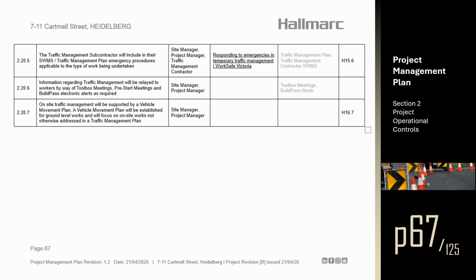Section 2.20.5. The traffic management subcontractor will include in their SWMS or traffic management plan emergency procedures applicable to the type of work being undertaken. Section 2.20.6. Information regarding traffic management will be relayed to workers by way of toolbox meetings, pre-start meetings, and BuildPass electronic alerts as required. Section 2.20.7. On-site traffic management will be supported by a vehicle movement plan. A vehicle movement plan will be established for ground-level works and will focus on on-site works not otherwise addressed in a traffic management plan.